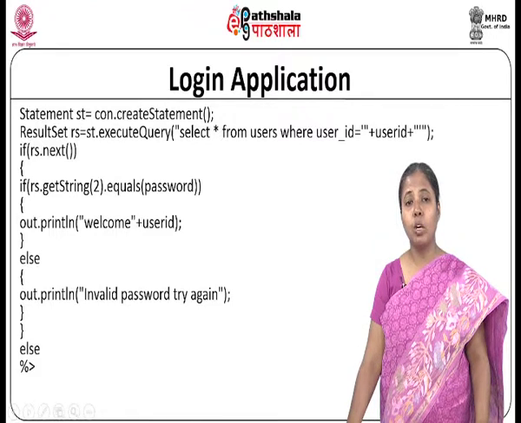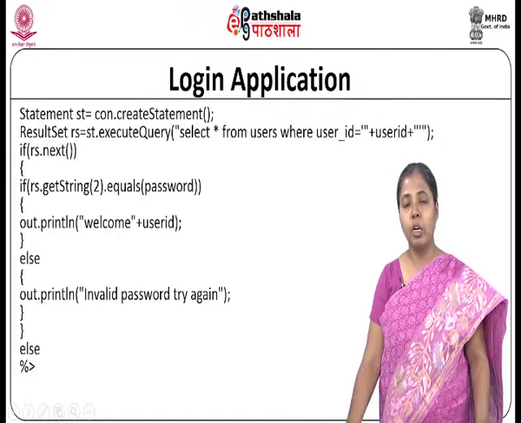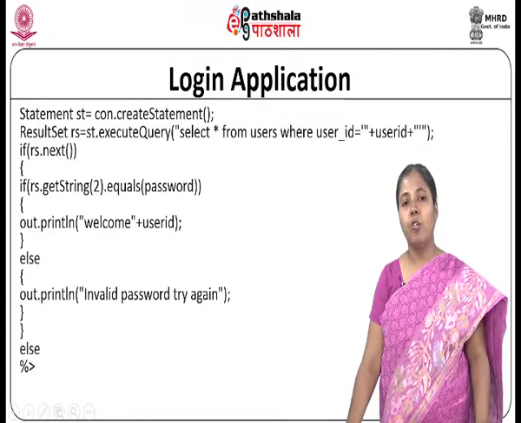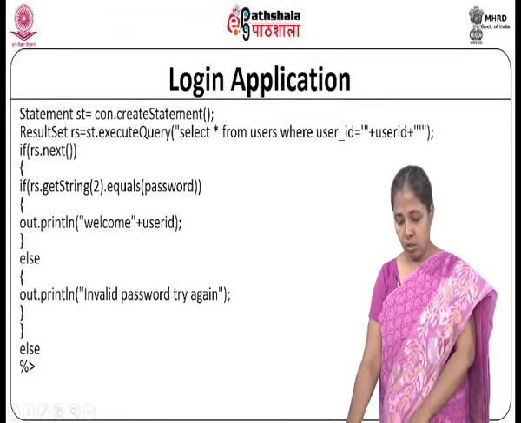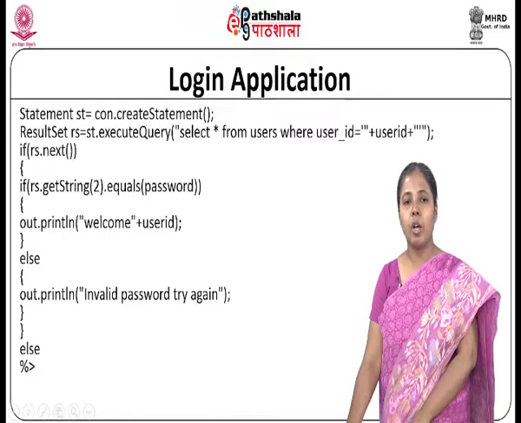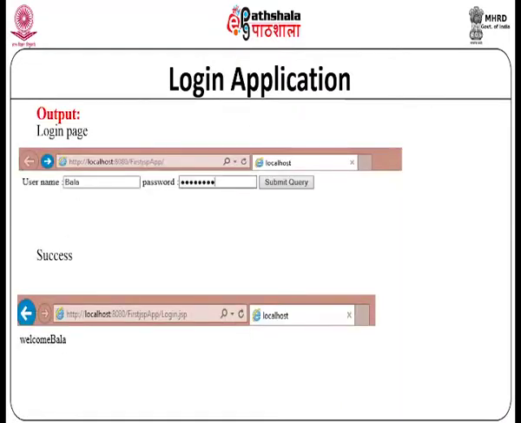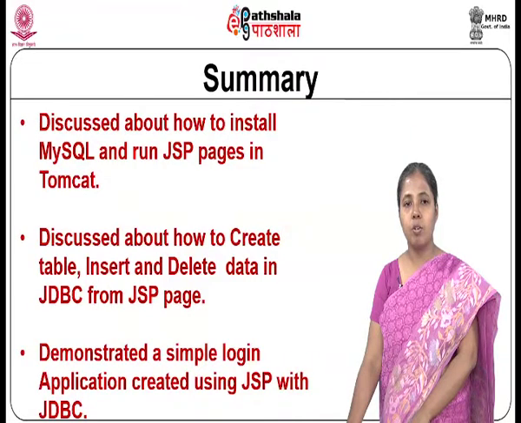Given the user ID, the query retrieves all the records where the user ID matches. Now you check the retrieved record against the password, and it says welcome user ID if the password is correct, or invalid password, try again. So, this is the output.